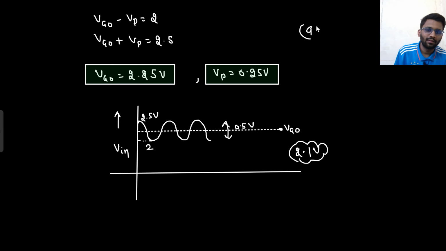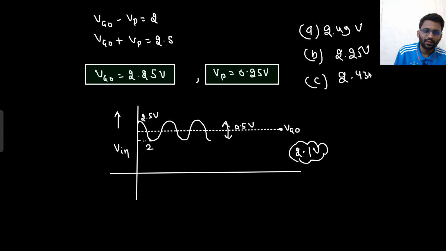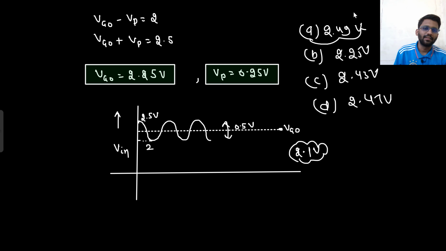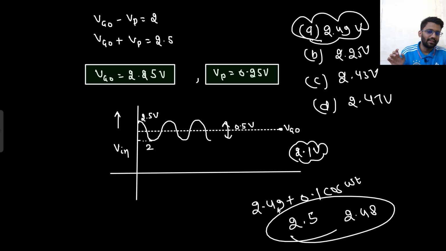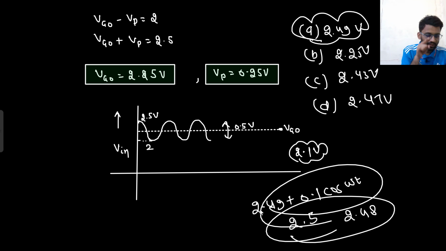You have four options: option A 2.49 volt, option B 2.25 volt, option C 2.43 volt, and option D 2.47 volt. What would be the answer? If I apply Vg naught equal to 2.49 and put Vp equal to 0.1 cos omega t, what will happen? Maximum value will be 2.5, minimum value would be 2.48. It's in the given range, and this is the range we want. We want our input to be in the range of 2 to 2.5. So you have the liberty to put Vg naught equal to 2.49.